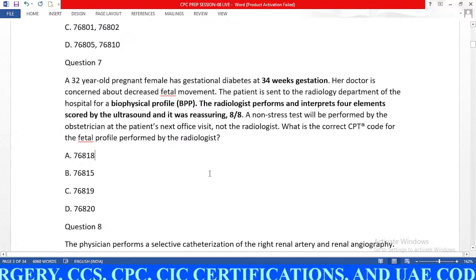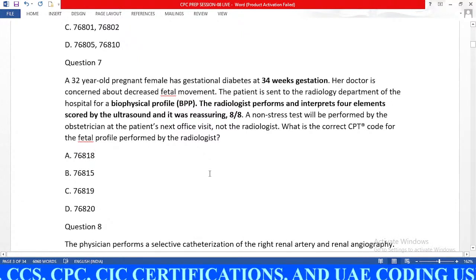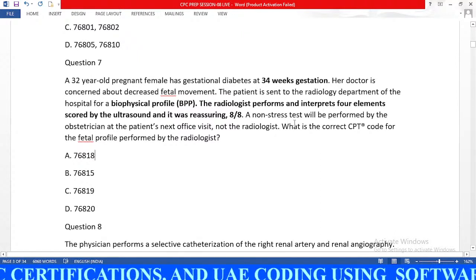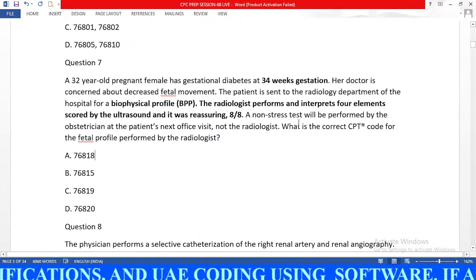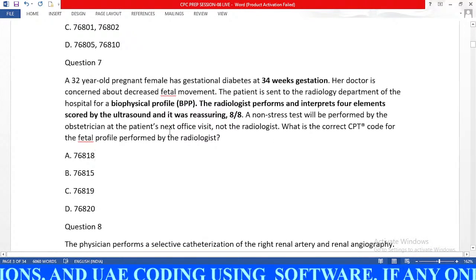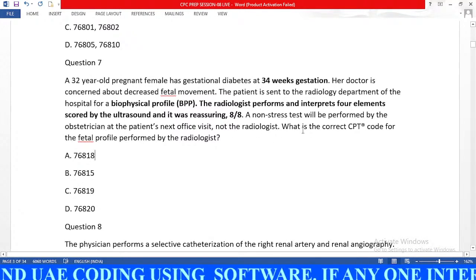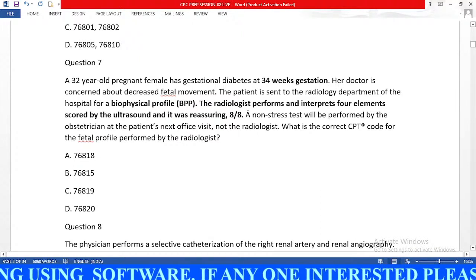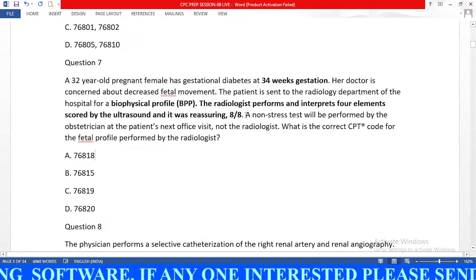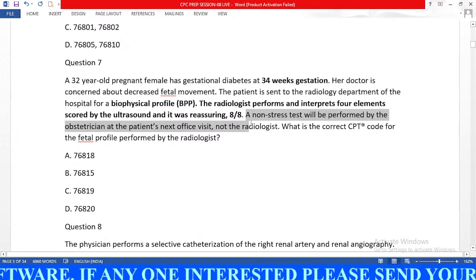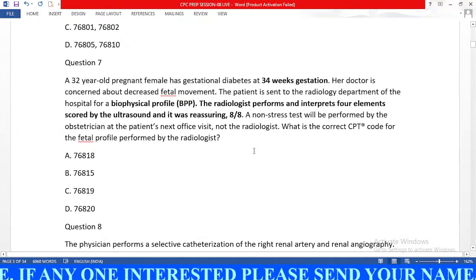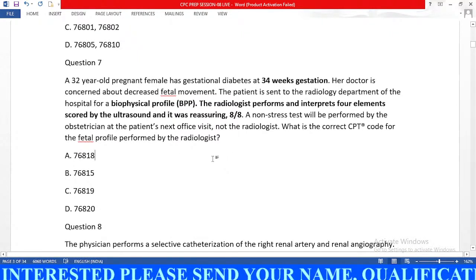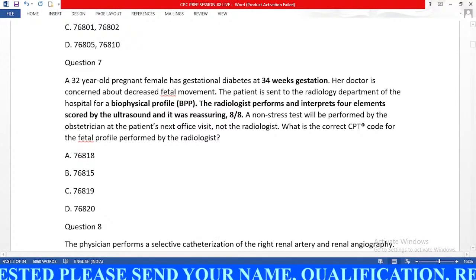In this question, we need to write the current procedure, not a future procedure. Here a non-stress test will be performed by the obstetrician at the patient's next office visit, not the radiologist. So what is the correct CPT code for fetal profile performed by the radiologist? We will not consider the non-stress test, as this test is going to be performed in the next visit, not in this visit. Currently we need to write only for biophysical profile. So we will check 76818, all are side by side only.